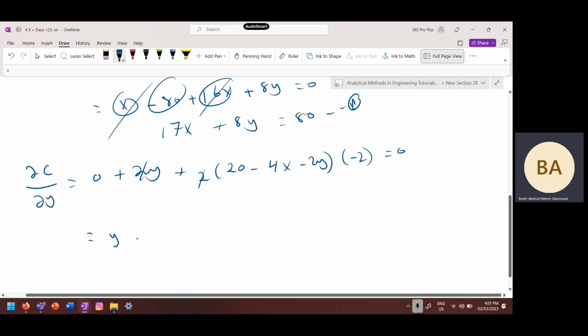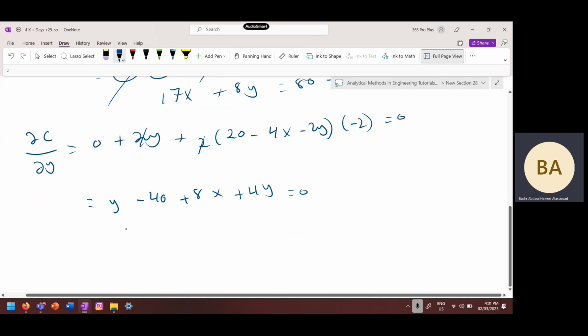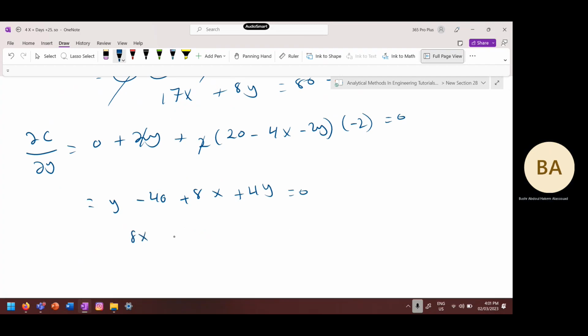You'll get y minus 40 plus 8x plus 4y equal to 0. Now rearrange this again. You will have 8x plus 5y equals 40. Now this is going to be our second function.